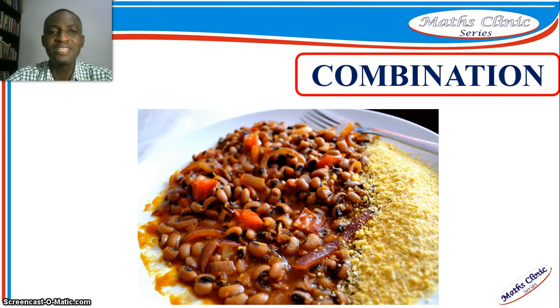I'm sure you will not ask the person who gave you the food how the person combined the food, how the person served the food. You wouldn't ask him or her which one went into the plate first. Did you put the beans first before the gari, before the oil, and then the vegetables, or you mix the vegetables and the oil before the gari, before the beans? You don't care. All you know is that combination has come. You have to enjoy your meal. So combination, we don't care about the order of arrangement, how it came into being.